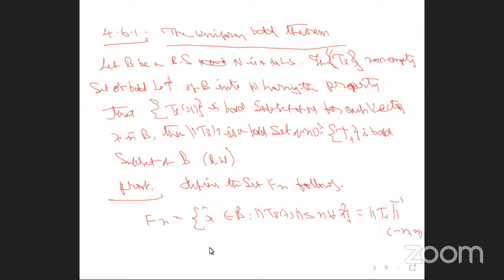Let x_k be a sequence in F_n such that x_k tends to x, which belongs to capital B. By the definition of F_n, we have norm of T_i(x_k) is less than or equal to n for all i.